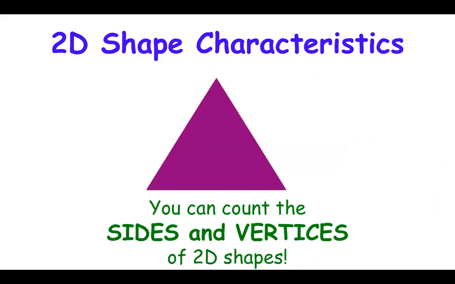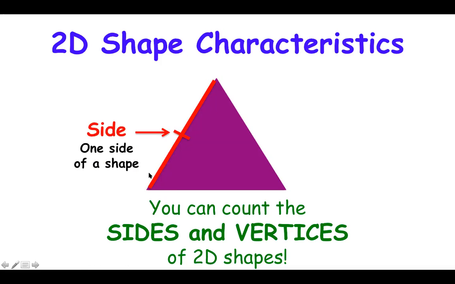2D shapes also have characteristics. You can count the sides and vertices of 2D shapes. Here we have a side. This line right here that I traced in red is the side of this shape. It's one of the sides of the shape. It's almost like the line that outlines the shape. I mark the sides with a dash like this so that I know that I've already counted this side. A side is one side of a shape.